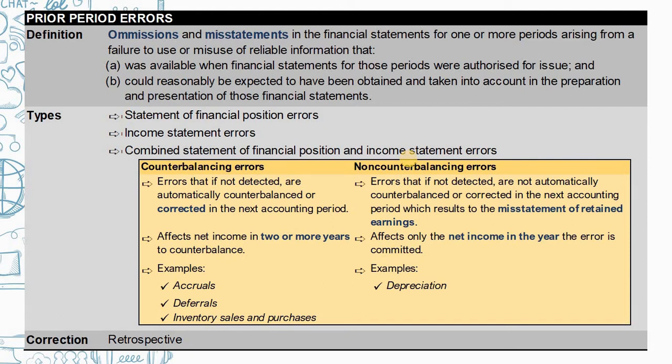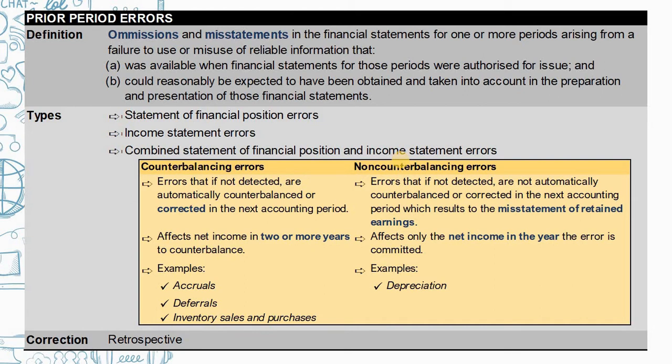So first is the statement of financial position errors. This type of error involves asset, liability, or equity accounts. The errors could involve two or more real accounts, and it does not affect the income statement.